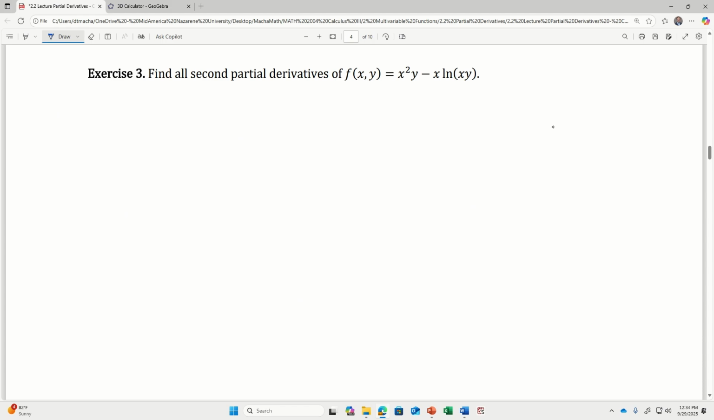Okay, so what if I ask you to find all second partial derivatives? This is the way that second partial derivatives work. I've got a function f, and I should take the partial derivative of f with respect to x. And then I could also take the partial derivative of f with respect to y.